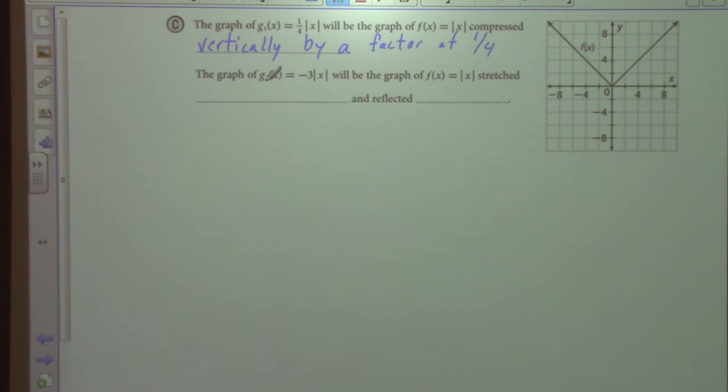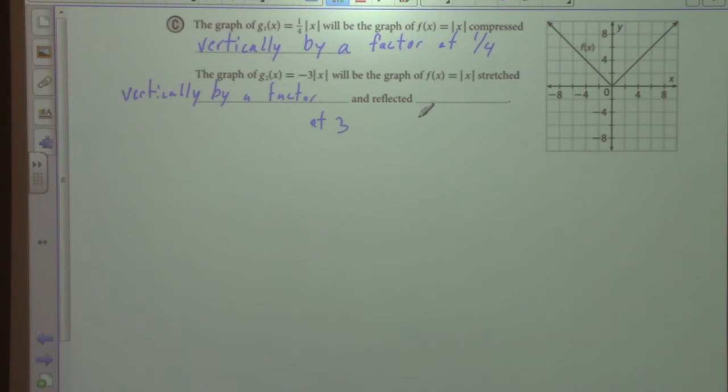The graph of g2 of x equals -3 absolute value of x will be the graph of f of x equals absolute value of x stretched what? Vertically, by a factor of 3 and reflected over the x-axis. Over or about the x-axis.